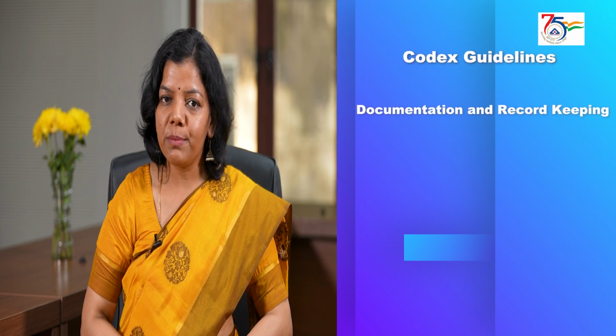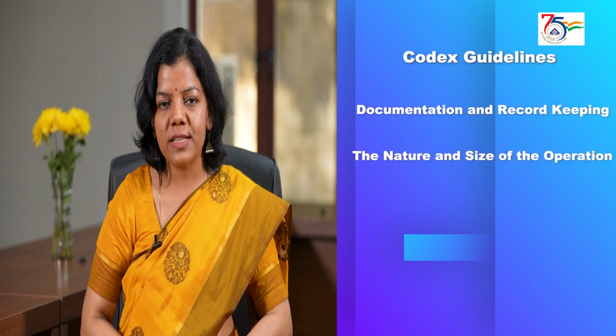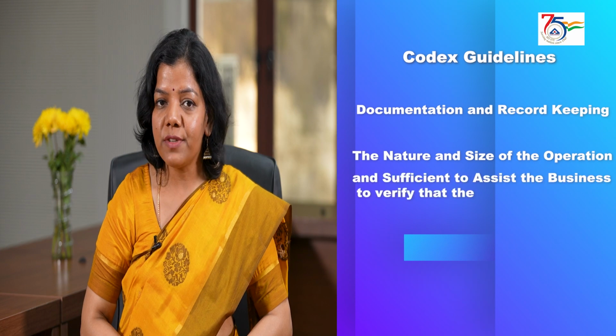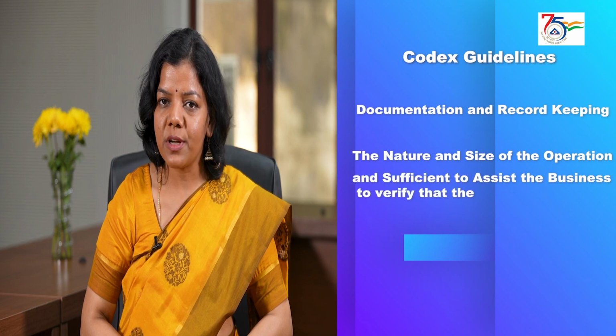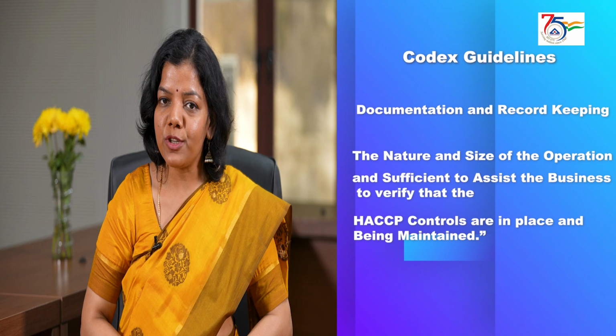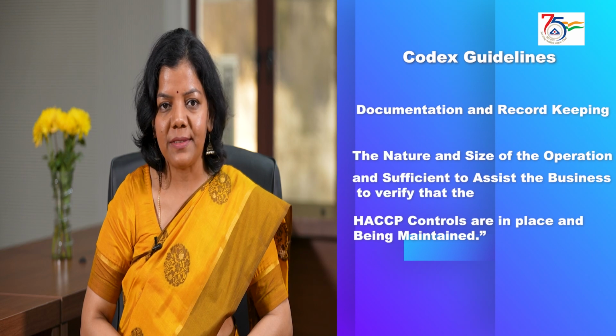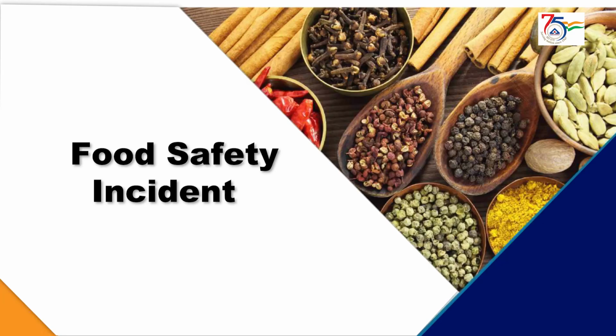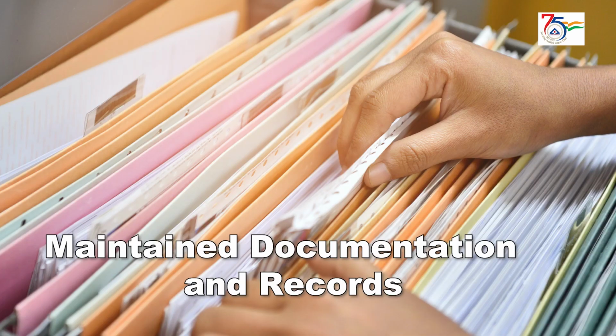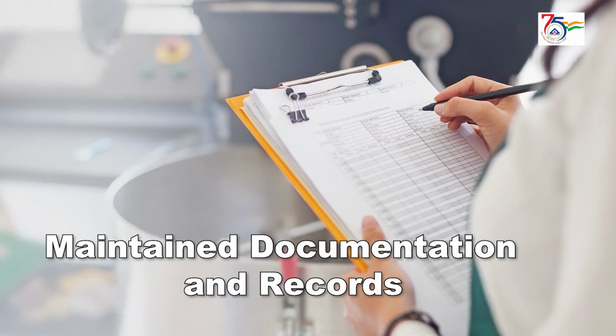One of the principles of HACCP is to establish effective record keeping and documentation. According to the Codex guidelines, documentation and record keeping should be appropriate to the nature and size of the operation and sufficient to assist the business to verify that the HACCP controls are in place and being maintained. In an unfortunate event of a food safety incident, maintained documentation and records may provide evidence of due diligence.